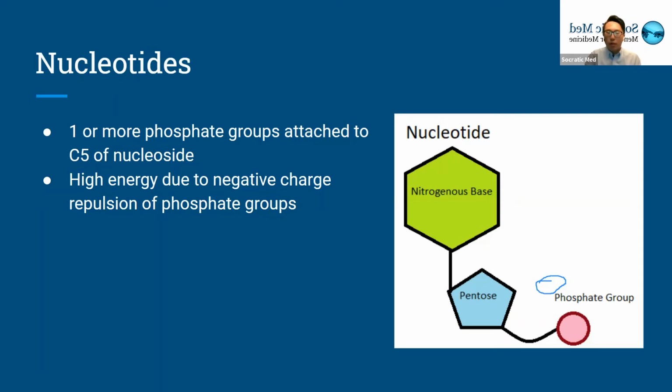So molecules like ATP, you know, those are nucleotides. ATP has high energy because of the phosphate groups in the structure, and the negative charge repulsion generates that high energy.